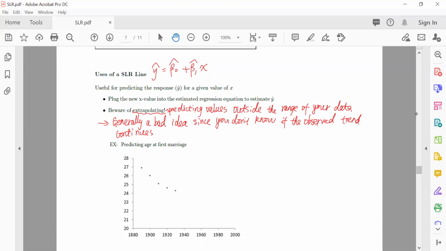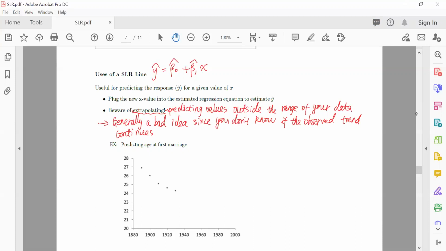For example, here we are trying to predict the age of first marriage of Americans. We collected data from, I think, the 1890s to the 1930s, and this is the age of women at their first marriage. And you could see it seems like it's decreasing, right? The age that women first get married is decreasing.